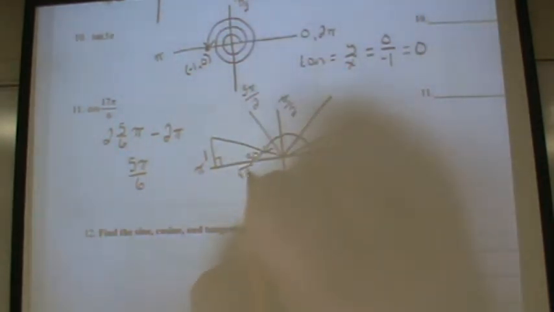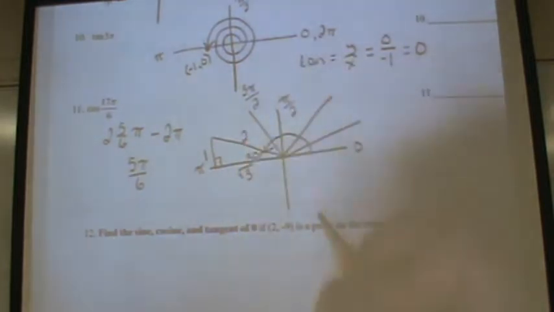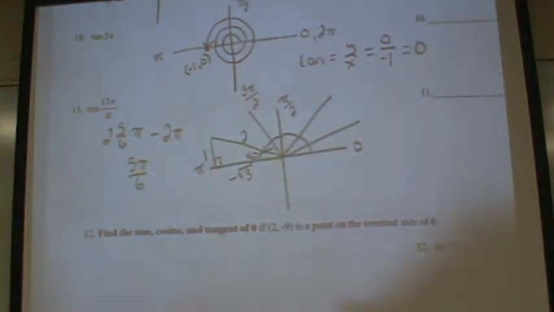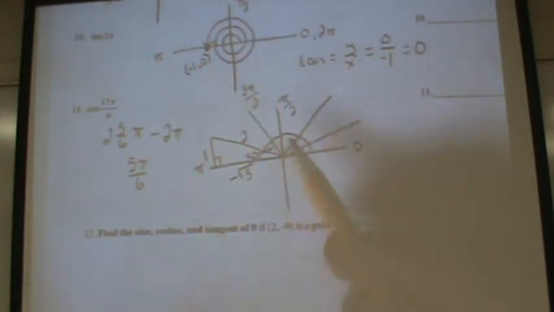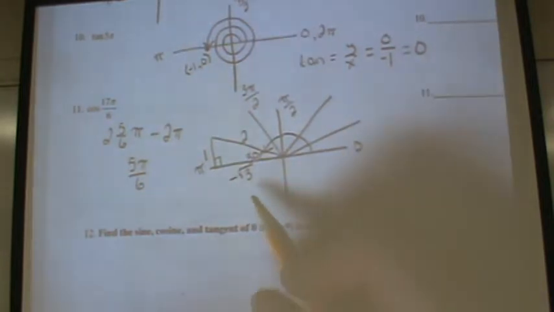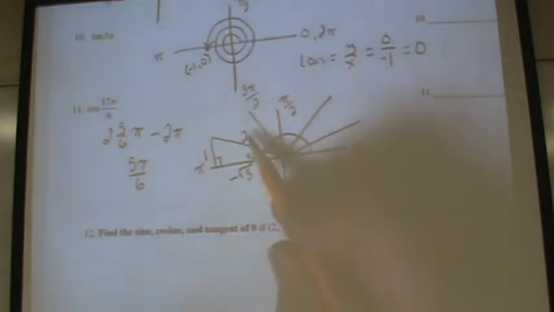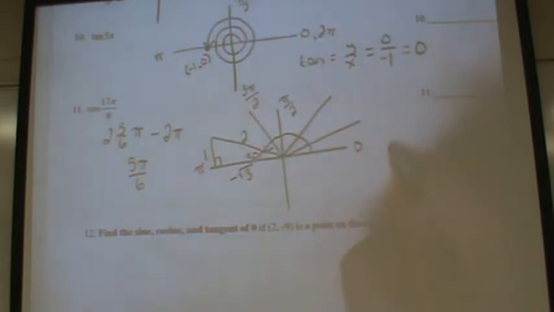And you know that in your 30, 60, 90 triangle, your short leg is 1, your longer leg is √3, and your hypotenuse is 2. And because we're in the second quadrant, your x value, or your √3, is negative. So we need to find cosine of this reference angle, so cosine of this 30-degree angle. That's adjacent over the hypotenuse. So your cosine is going to equal negative √3 over 2.